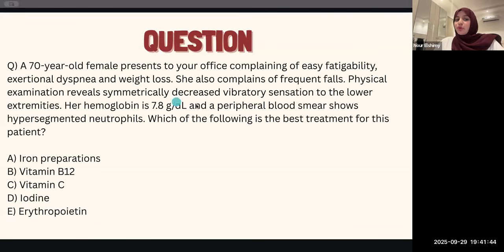So, a 70-year-old female presents to your office complaining of easy fatigability, exertional dyspnea, and weight loss. She also complains of frequent falls. Physical examination reveals symmetrically decreased vibratory sensation to the lower extremities.